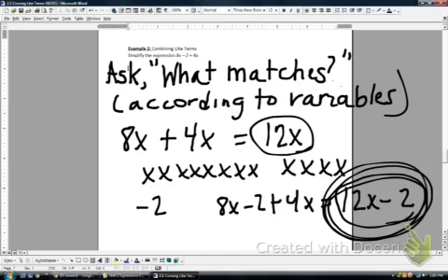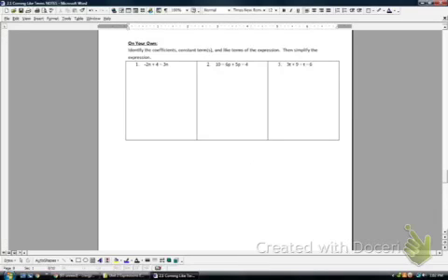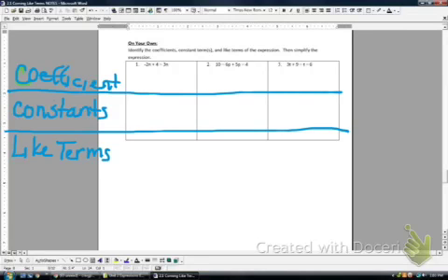So you have some on your own problems to try, and it says identify the coefficients, the constant terms, and like terms of the expression. Then simplify the expression. So go ahead and pause the video and try to do those, and then we'll come back and look at them together. Notice over this side I have written coefficient, constants, and like terms. That just helps me remember what I need to do, to make sure that I don't forget anything that the problem is asking me to find.